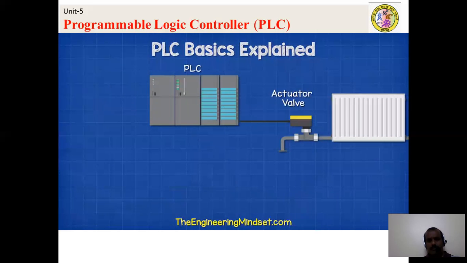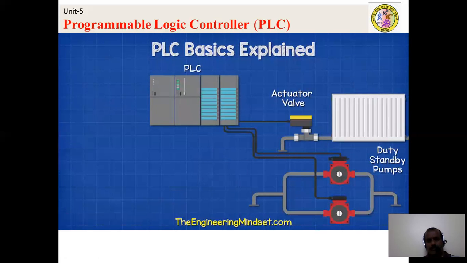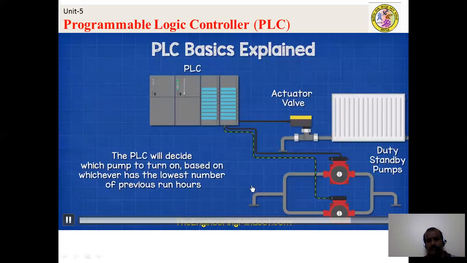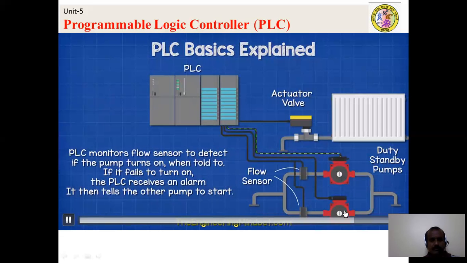This controls an actuator valve for the heating system. This system also has two pumps, which are set up in duty and standby configuration, so only one pump runs at a time. The PLC will decide which pump to turn on, based on whichever has the lowest number of previous run hours. The PLC will monitor a flow sensor to detect if the pump turns on when told to do so. If the pump fails to turn on, the PLC receives an alarm and it will cut the power. It then tells the other pump to start.